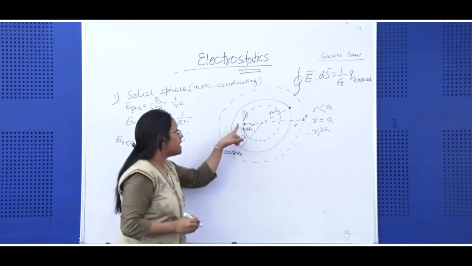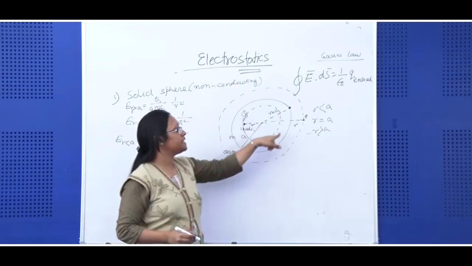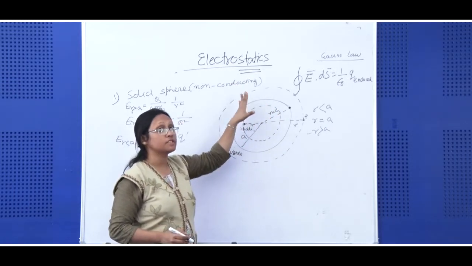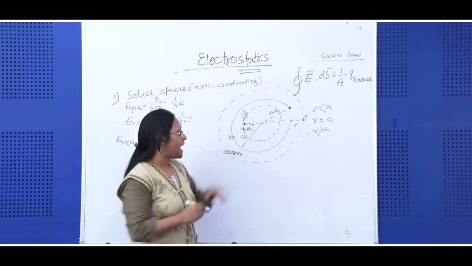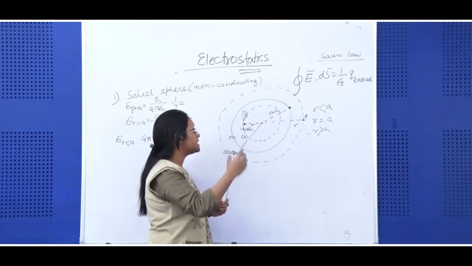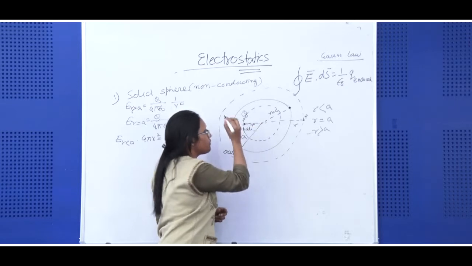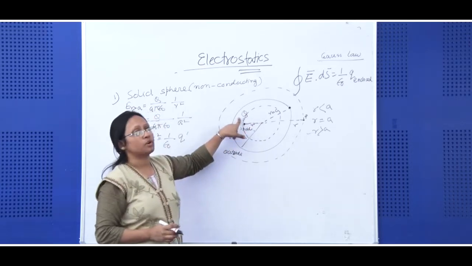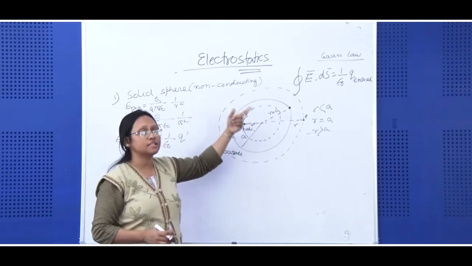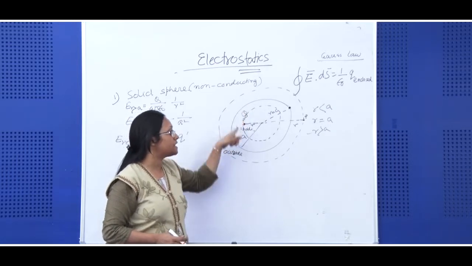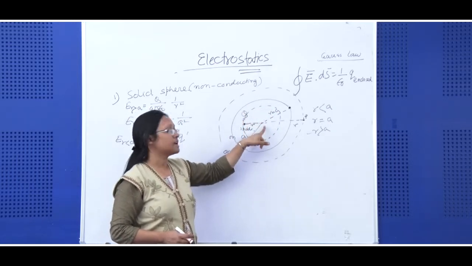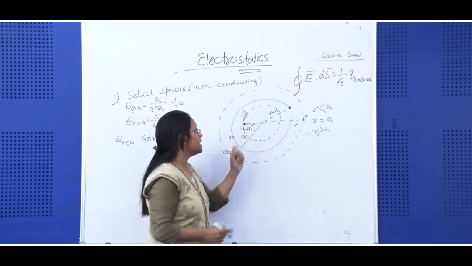Why q prime? Now q was the charge within a sphere of radius a and it was uniformly distributed, so the amount of charge enclosed by a sphere of radius r will not be definitely equal to q. I have to take the percentage, what percentage of q is enclosed by a sphere of radius r. How can I find that?